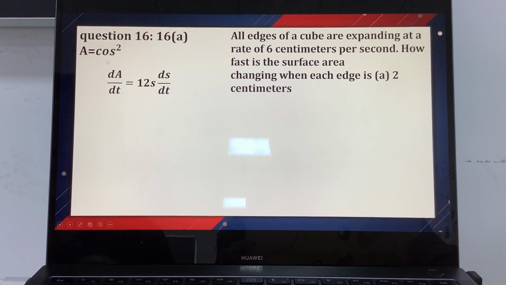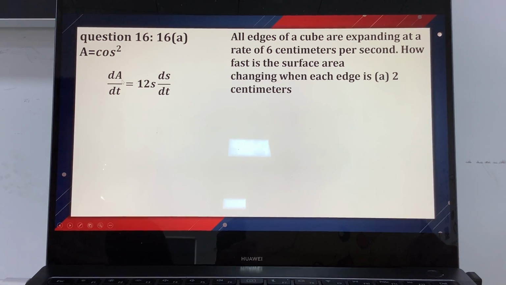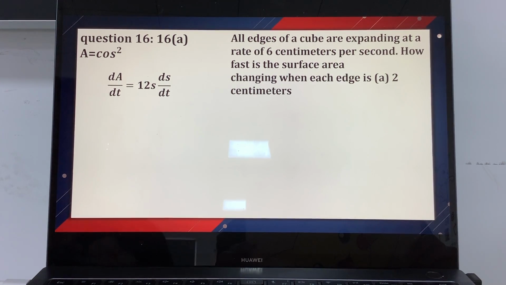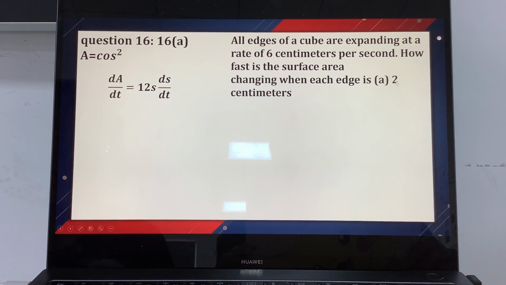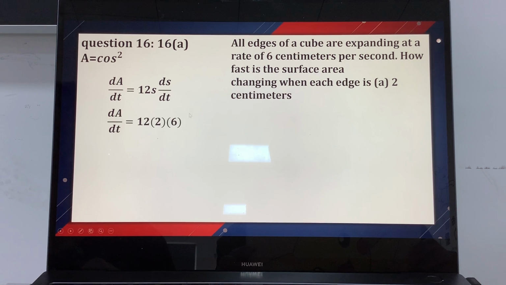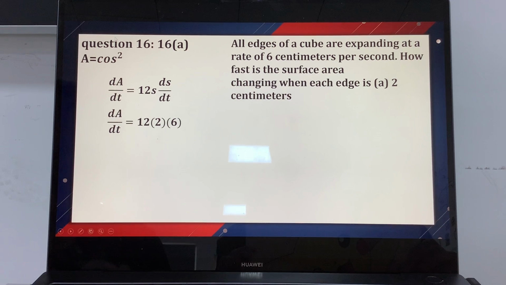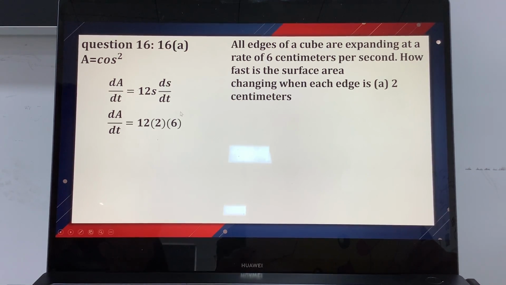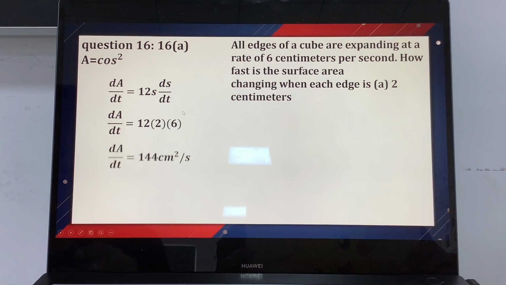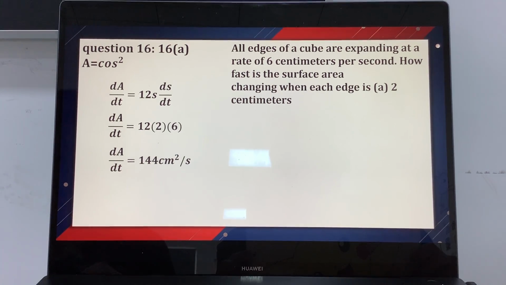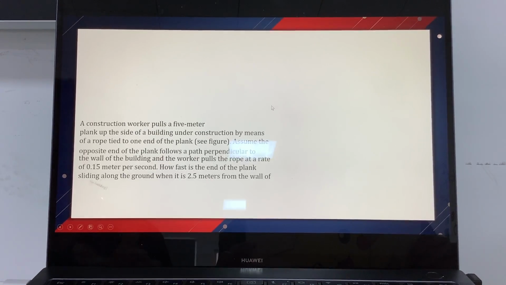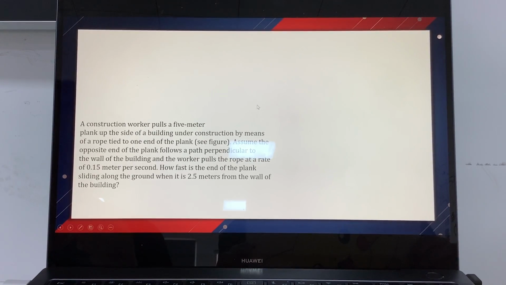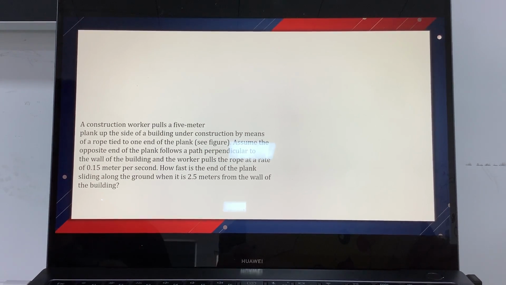A equals 6 s squared. So dA/dt equals 12 s ds/dt, and here we can find ds/dt. The s is also given, which is 2 centimeters. So dA/dt equals 12 multiplied by 2 multiplied by 6. So the final answer is very easy to find, which is 144 square centimeters per second. We cannot forget the exact number and the exact unit.